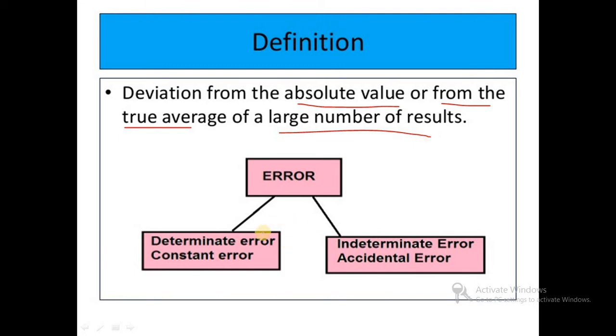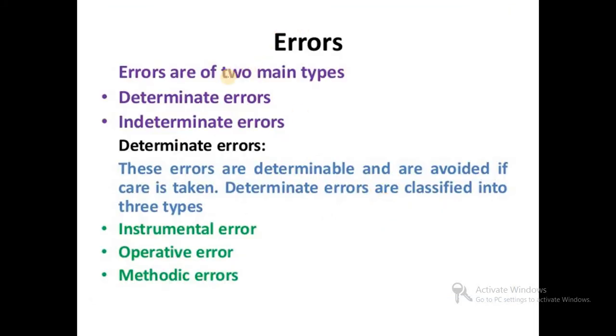Error has two types: determinate error, also called constant error, and the second one is indeterminate error, or accidental error. There are two major types: determinate and indeterminate error. First we will see what is determinate error.